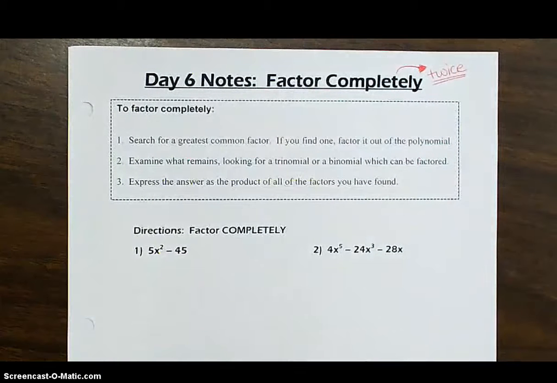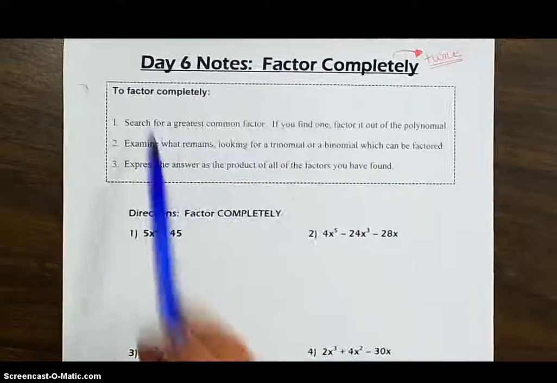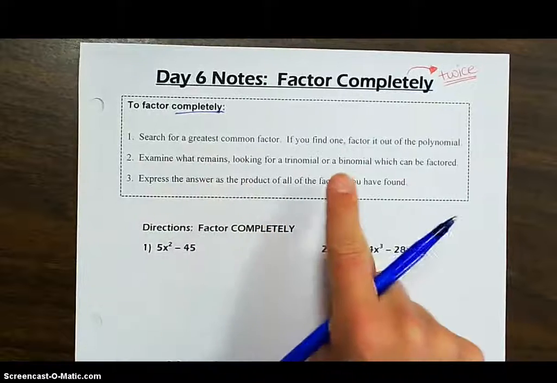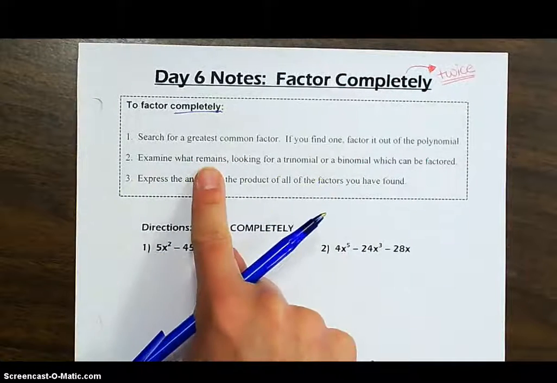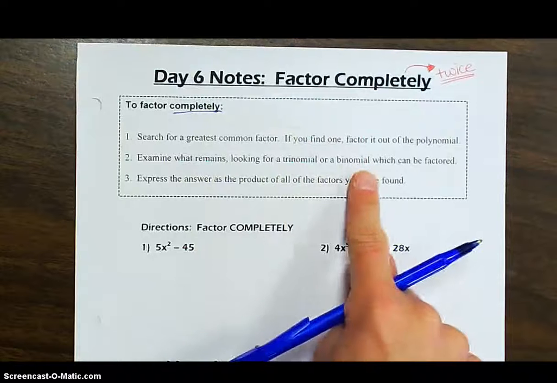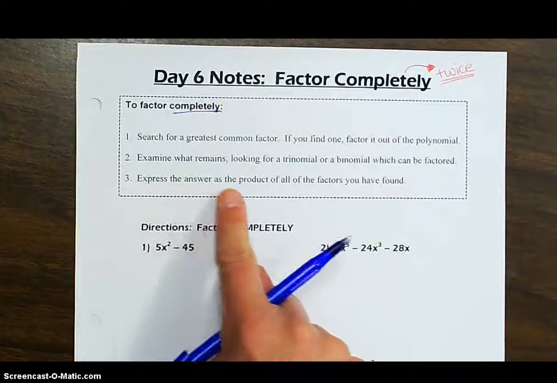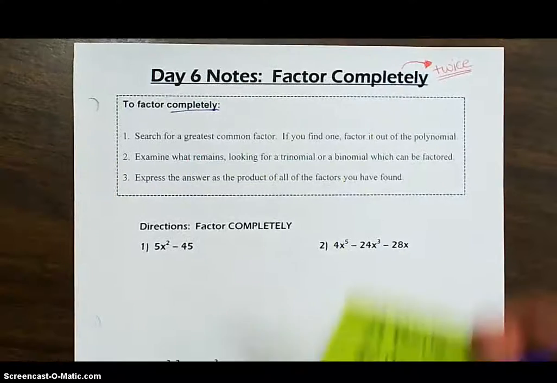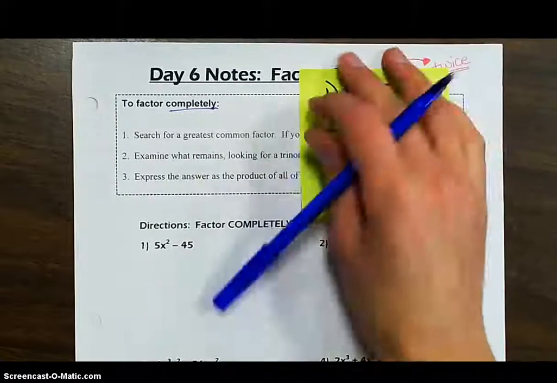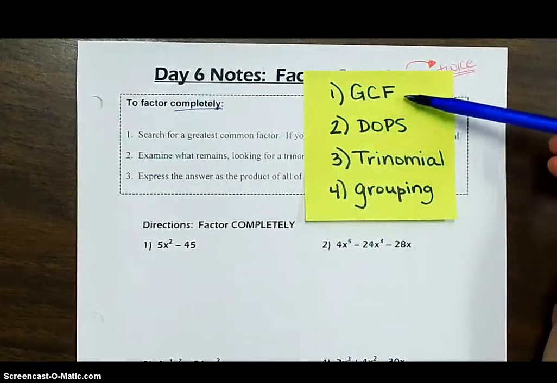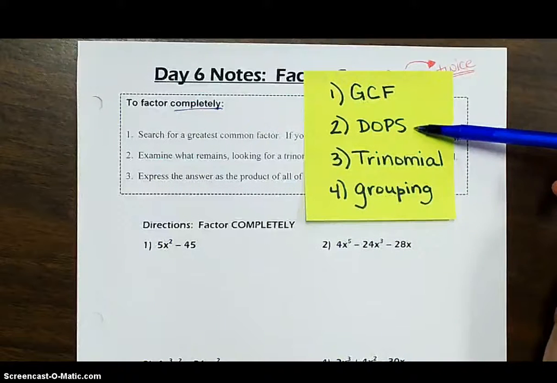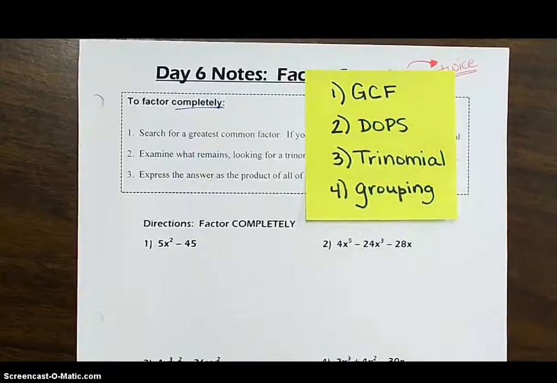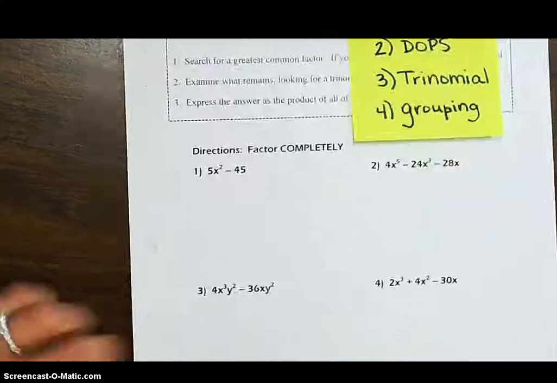Okay, so here are the steps that we're always going to follow. To factor completely, you're going to search for a greatest common factor. If you find one, factor it out. Examine what remains. Look for a trinomial or a binomial which you can factor. Express the answer as a product of all the factors you have found. So what these steps are doing is going through the list that we've been using over the last few days. Remember, you always try GCF first, then DOPS, then trinomial, and if none of those will work, you use grouping.